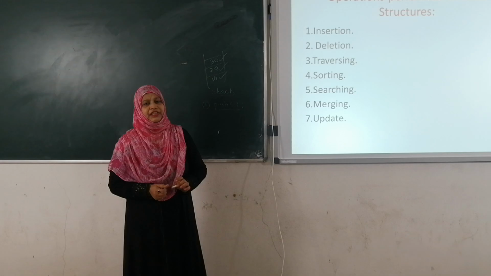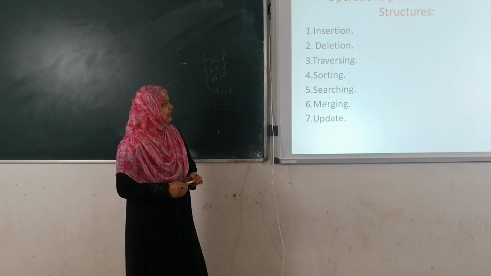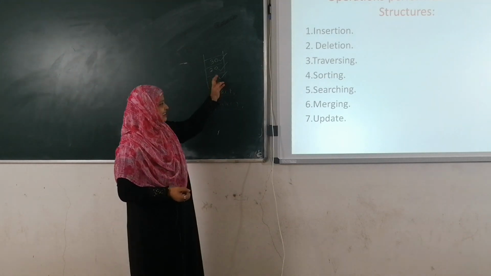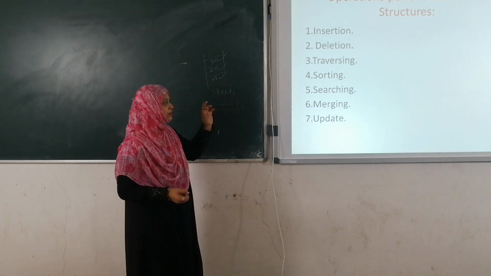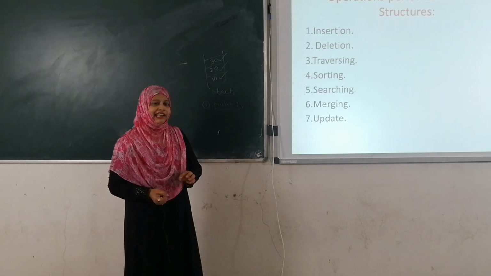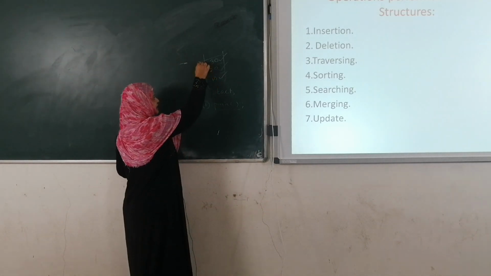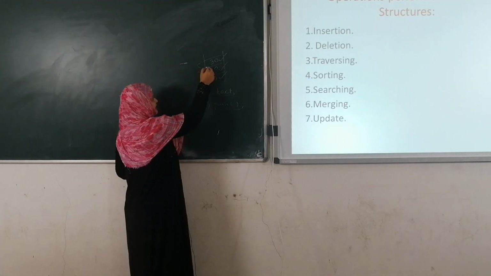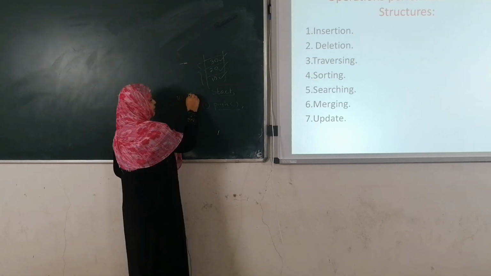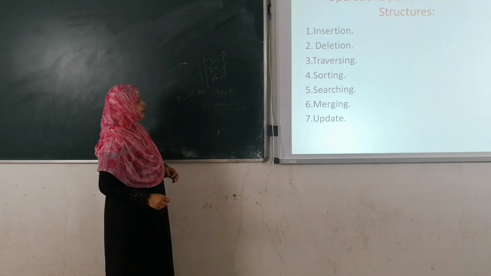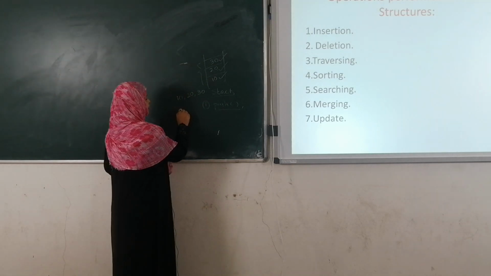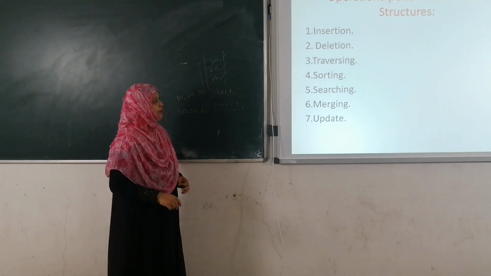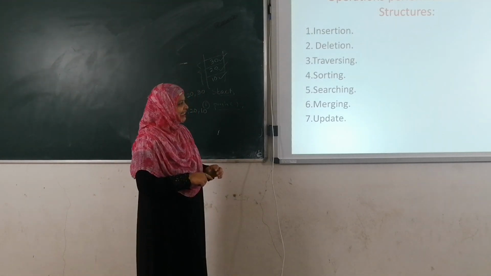Next basic operation is sorting. Sorting means we arrange the elements present in the data structure, by using a function, in either ascending or descending order. For example, 10, 20, 30 is there. Arranging the elements in ascending order gives 10, 20, 30. We can perform the operation in descending order also. So we can perform various sorting techniques on the data structure.